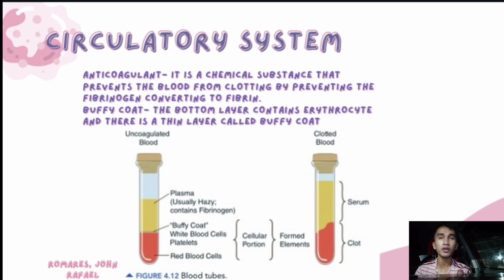The buffy coat is between the serum and the clot. The buffy coat contains a mixture of leukocytes and thrombocytes. On top of all these layers is the plasma layer. The plasma contains fibrinogen and is usually slightly hazy.